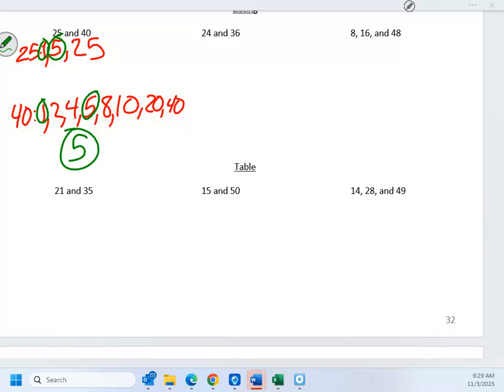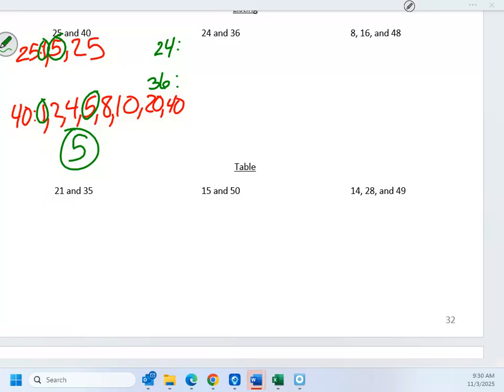What can happen with the listing method is it's really easy to forget a factor buddy pair, right? It's easy to miss one, and it's easy to not get them all on there, so we miss what the greatest common factor is. It will work as long as you're diligent, making sure you've got all your factor pairs. So let's look at 24 and 36. What are my factor pairs for 24?